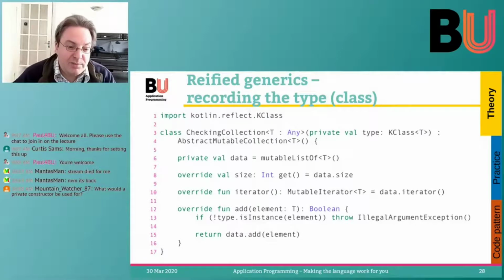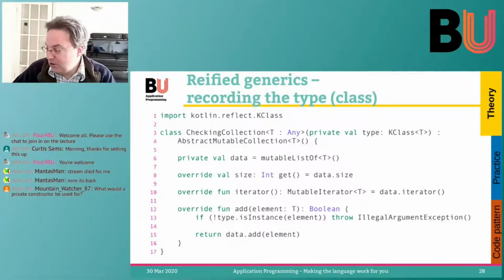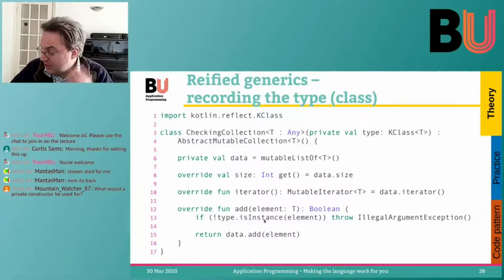So in this particular case, what we do is we check, is this element an instance of the type, and if that's not the case, we throw the IllegalArgumentException, and normally we just add the element and delegate to the underlying data, so it's just a delegate pattern.